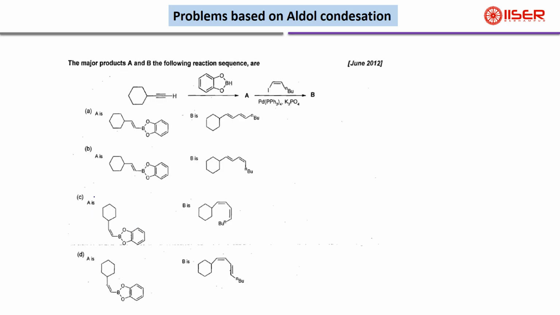Let's go to the next one. What are the major products A and B in the following reaction? From the boron you can get an idea that this is also a Suzuki reaction. I'll give you 1 to 5 seconds, just get an idea. What will be the product? Just think.